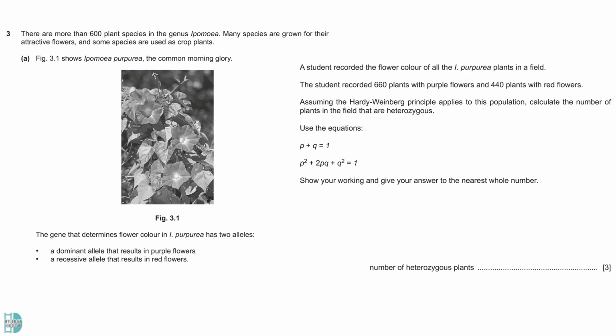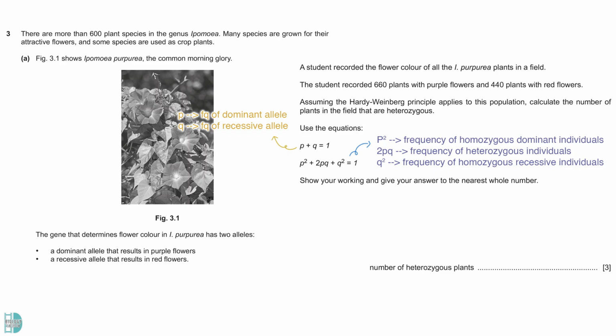3a talks about a gene that determines the flower color of morning glory. The question wants you to calculate the number of heterozygous plants in the field using the Hardy-Weinberg equation. p and q represent the dominant and recessive allele frequencies. p squared, 2pq, and q squared are the frequencies of homozygous dominant, heterozygous, and homozygous recessive individuals.